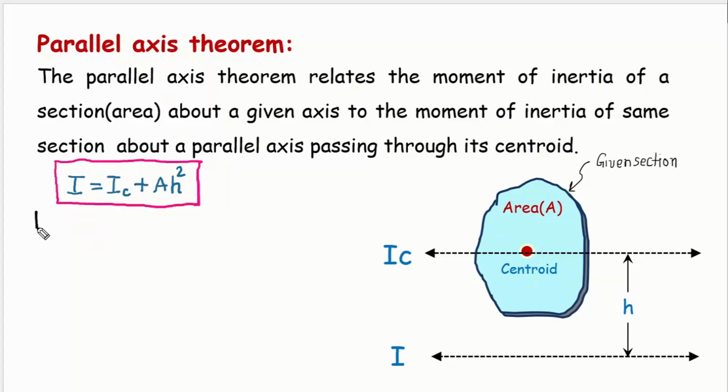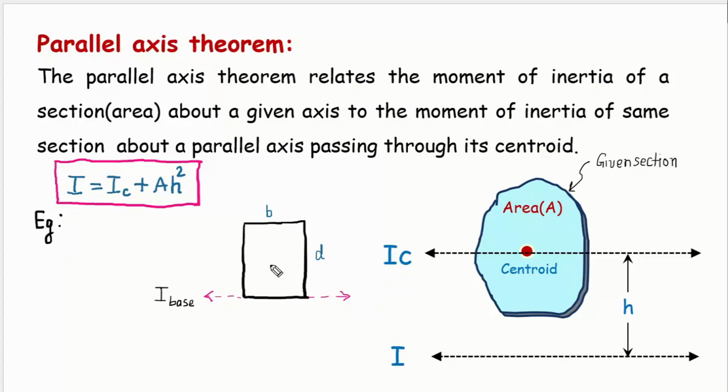So let me give an example of how to use the parallel axis theorem. Suppose we have a rectangle. Let's say, friends, this dimension is B, that is the width of the rectangular section, and this dimension is D. D is called the depth of the rectangular section. Suppose you would like to find the moment of inertia of this particular rectangle about its base. I would like to find the moment of inertia of the section about this particular axis, which is the base. I can call it I about its base.